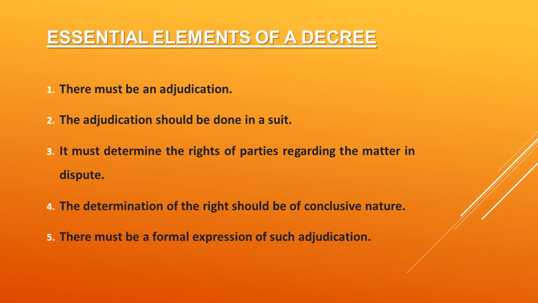Next, coming to the fourth point, the determination of the right should be of conclusive nature. In other words, the determination must be final and conclusive as regards the court which passes it. Thus, an interlocutory order which does not decide the rights of the parties finally is not a decree. For example, an order refusing an adjournment or an order striking out defense of a tenant under the relevant act or an order passed by the appellate court deciding some issues and remanding other issues to the trial court for its determination are not decrees because they do not decide the rights of the parties conclusively.